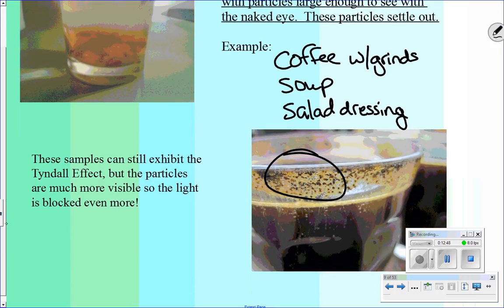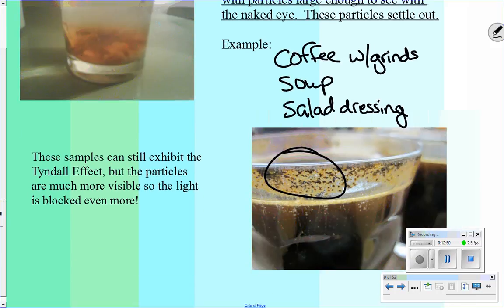These samples are really exhibiting the Tyndall effect as well, but sometimes the light actually can't pass through at all. You have a lot of blocking of light here by large suspended particles.